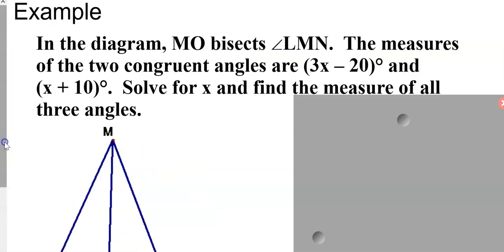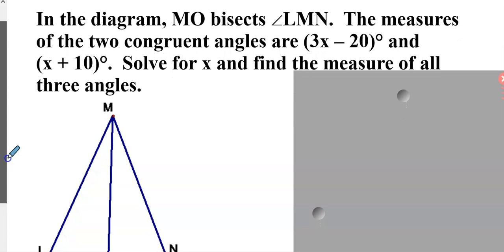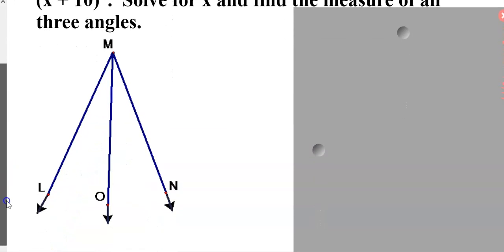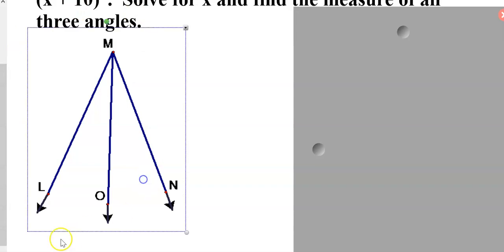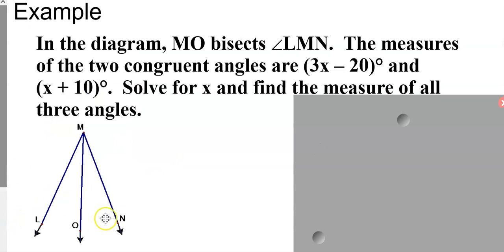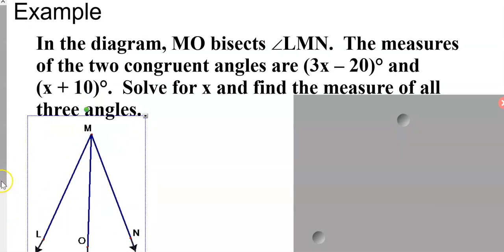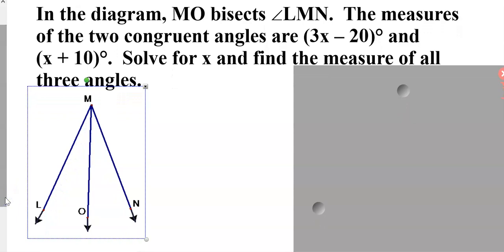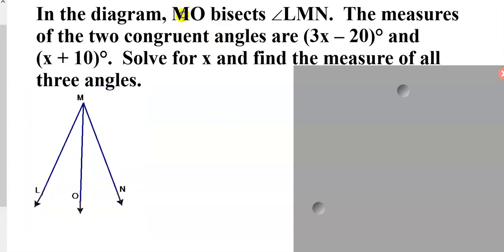Okay. And our last example. So we have a diagram here. Actually, let me make this a little bit smaller so I can fit everything on here. Might be too small. I'll make it a little bit bigger. Okay, so in the diagram, we have MO, again highlighting here, MO bisects angle, sorry, that was supposed to be a highlighter, not a pen, bisects angle LMO. So I believe I said O, it's supposed to be LMN.